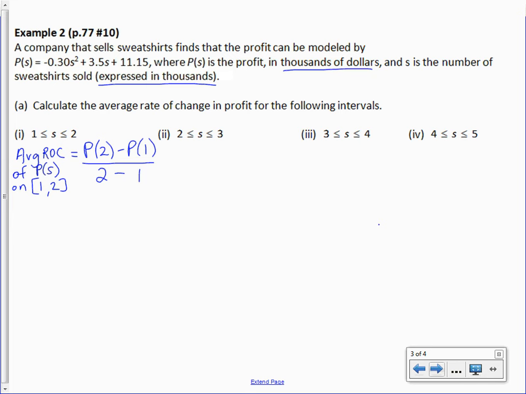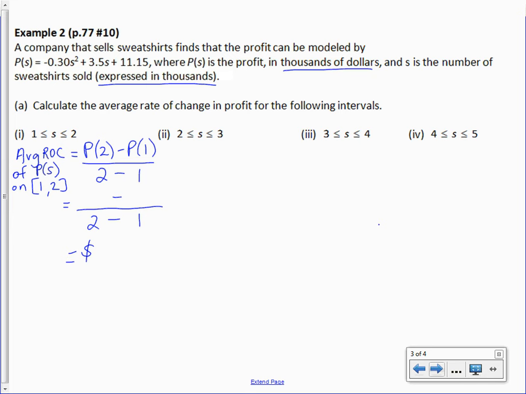So now, how are you going to get those numbers? You have to plug 2 into the formula and get a number, plug 1 into the formula and get a number, and then subtract, and there you go. The denominators are going to be really nice here, aren't they? Because how far apart are your intervals? 1. So you've got 1s all the way along. When you get your answer, just do a number minus number step, and your answer will be a dollar amount.